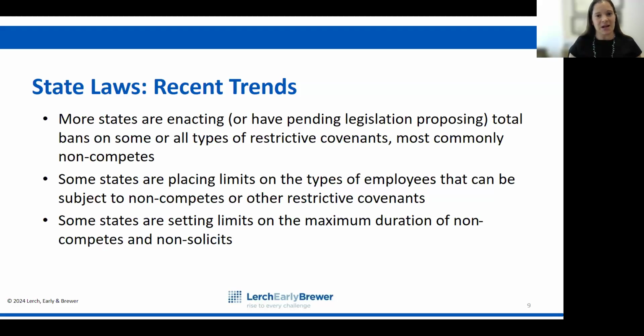Now, the way that the states are doing this really varies. Some are looking at how much someone is making as a threshold. Some are looking at whether they're exempt or non-exempt under the overtime rules to determine who it's appropriate to have certain types of restrictive covenants, who can still have them, who we're going to prohibit. And then some states, California being the most notable example, just have a flat out ban on non-competes.